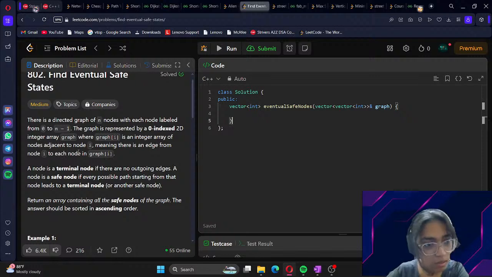Each node labeled from 0 to n minus 1 that is represented by array graph. It's an integer.